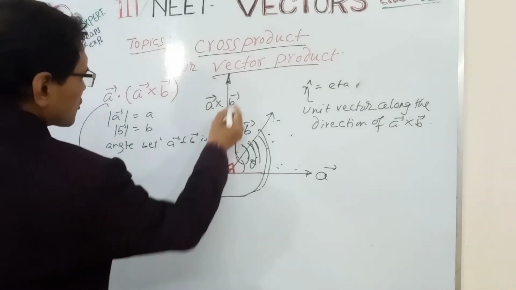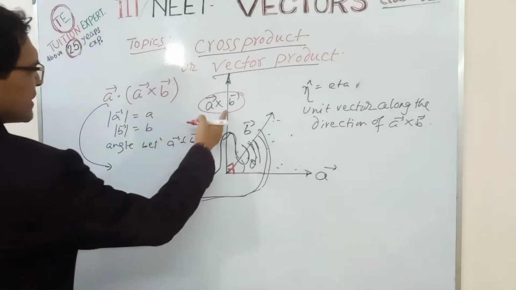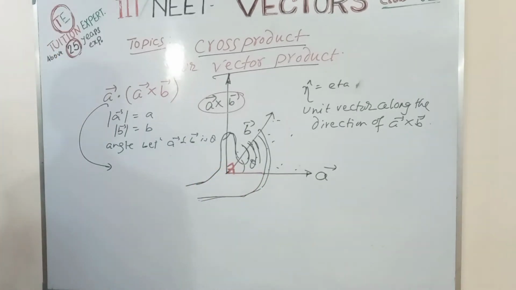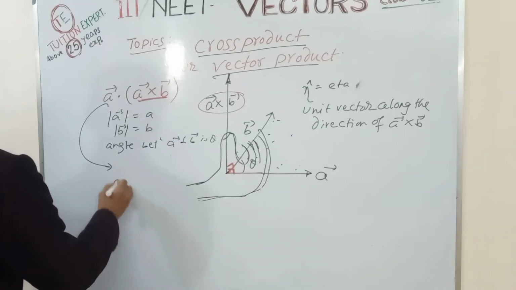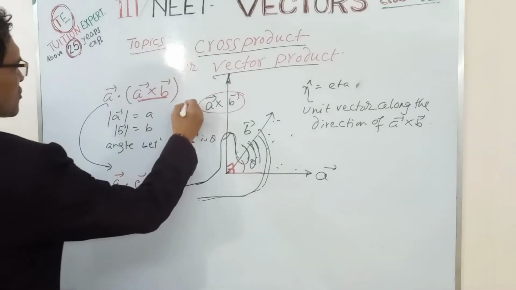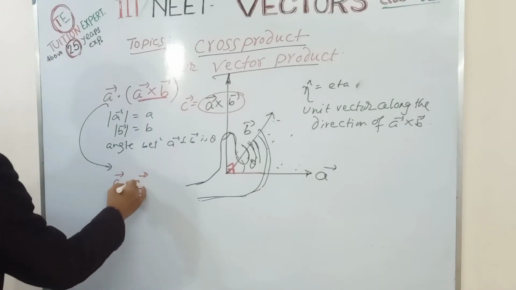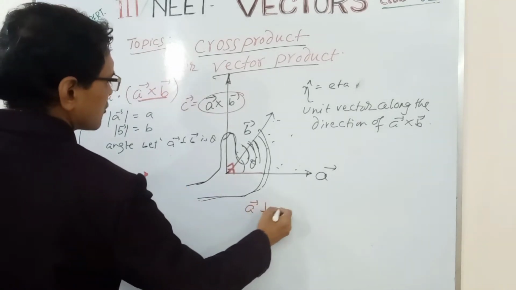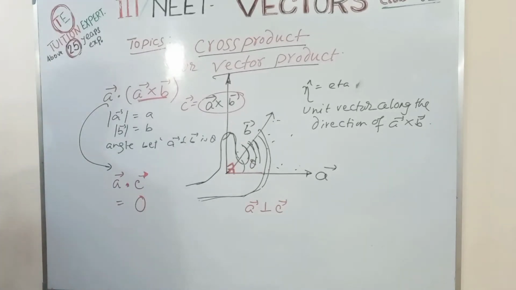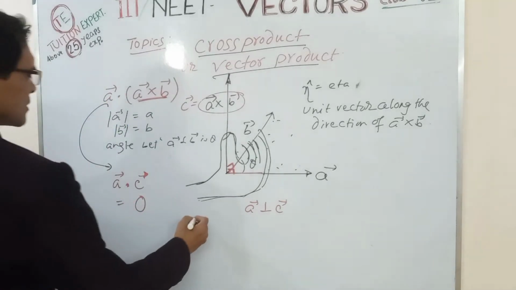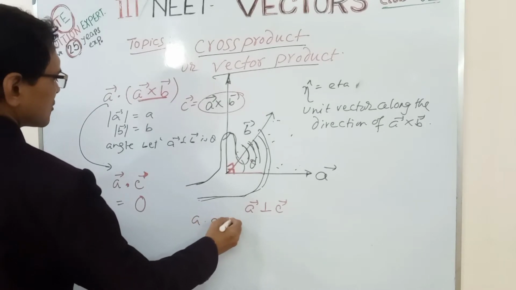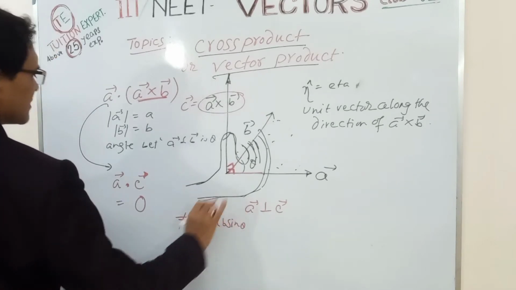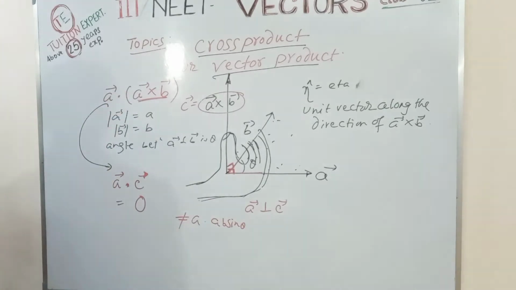A cross B is in this direction, and A cross B and A are perpendicular to each other. If we consider A cross B as a single vector, suppose this is C, A cross B equals vector C. So A dot C, where A and C are perpendicular to each other. In the dot product, we learned that if two vectors are perpendicular, then their dot product is 0. So the result is 0. It is not AB sin theta.